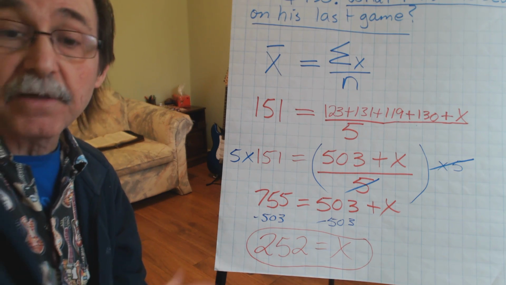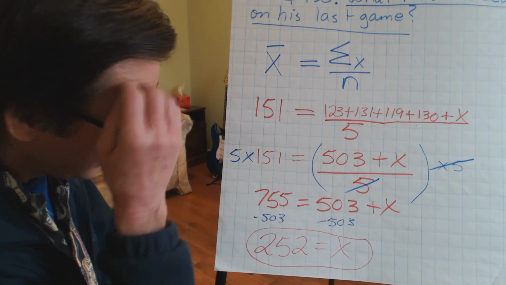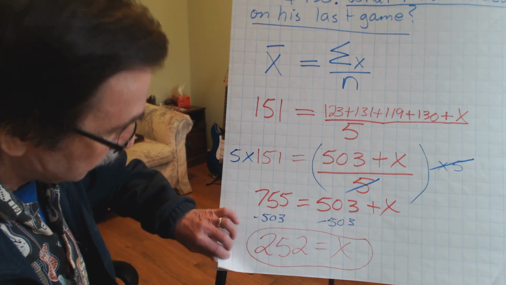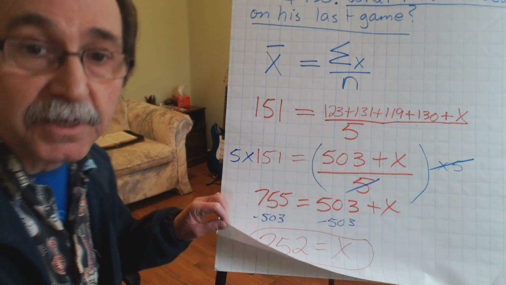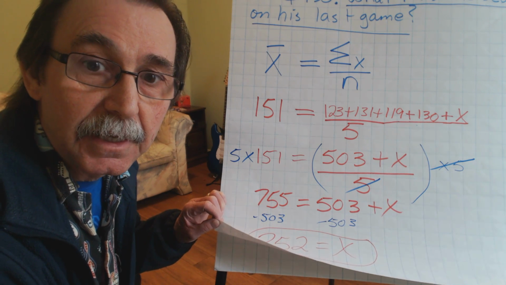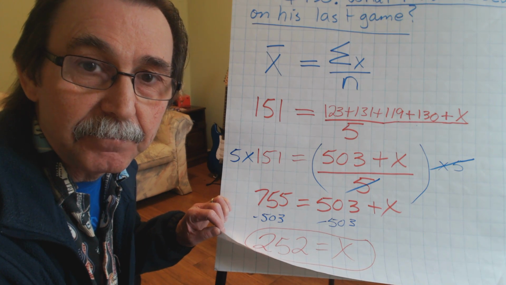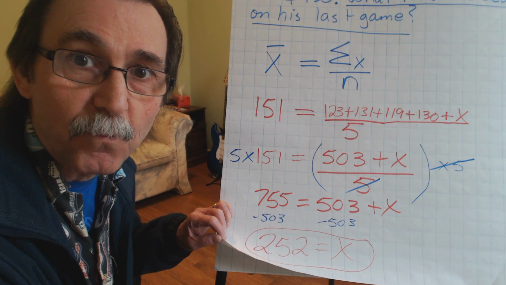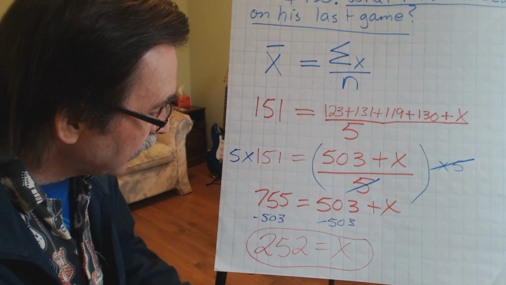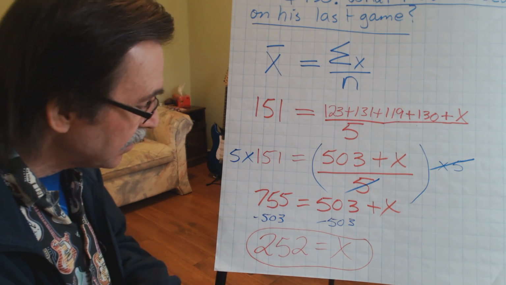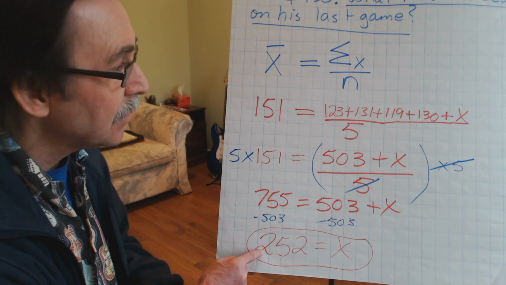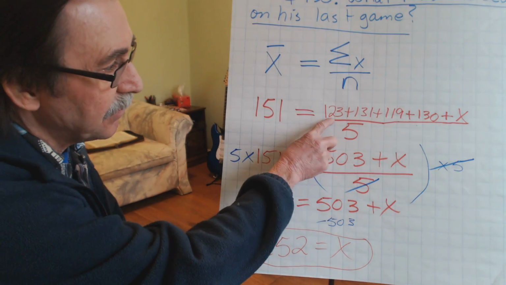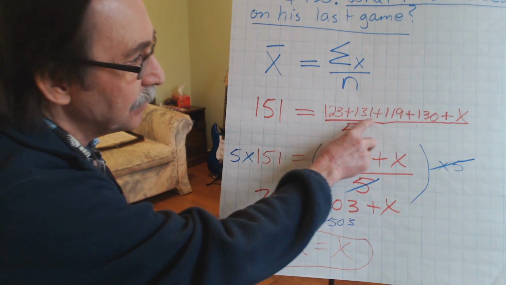Now, I don't have any more room on this page to write this down, but a great B part would be, do you think he'll make the team? And if so, why or why not? Well, I don't think he'll make the team because he needs to get 252. According to what I see up here, he's scoring in the low hundreds.